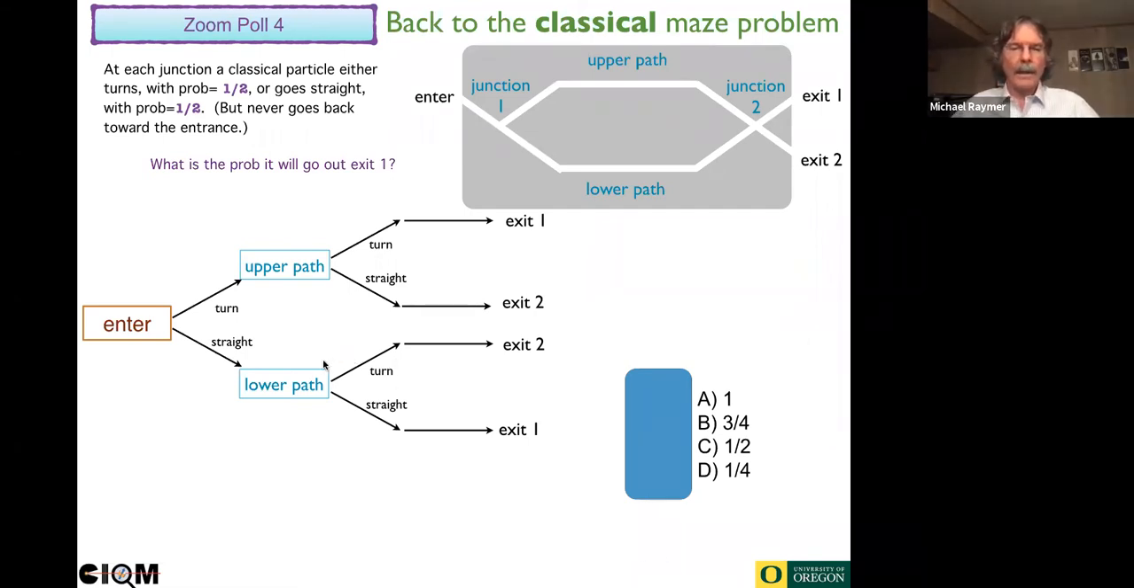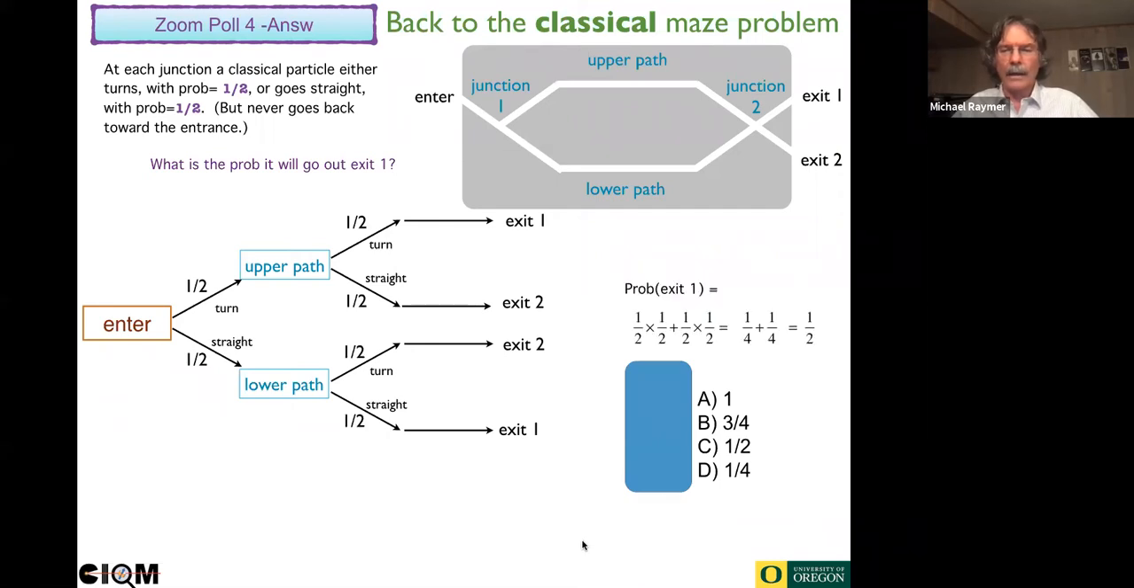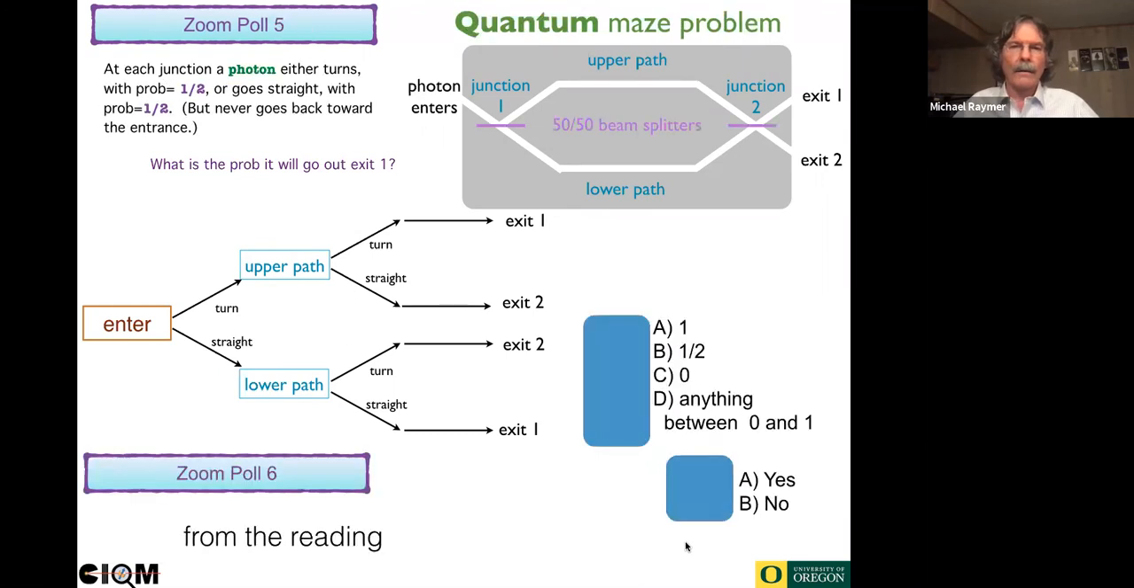Okay, everybody got that one correct? Excellent. So we have one half, one half. The classical theory says we multiply the two independent events, and then we add to that the product of the other two independent events, and we add them up and we get a half. Good. Now we have the quantum maze problem.